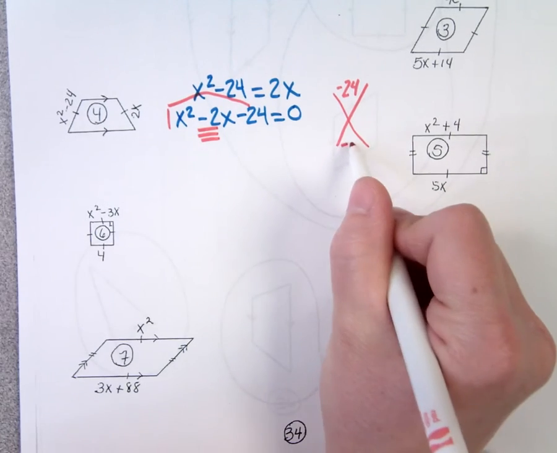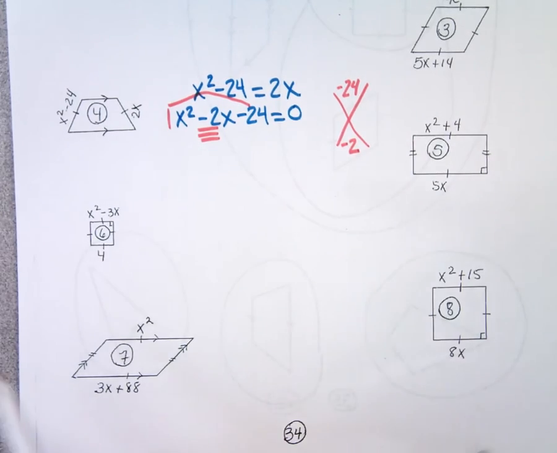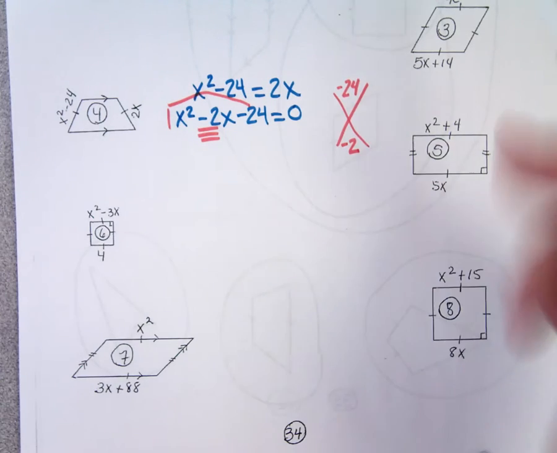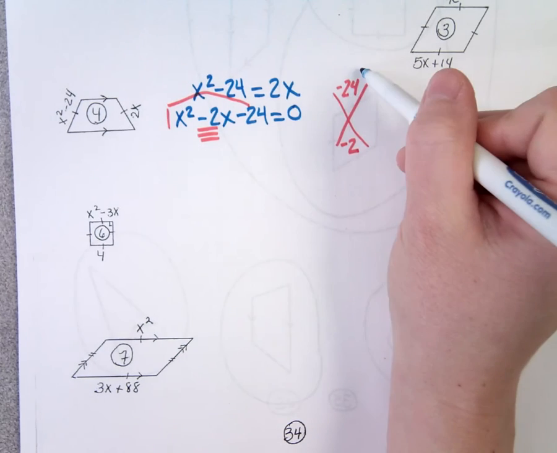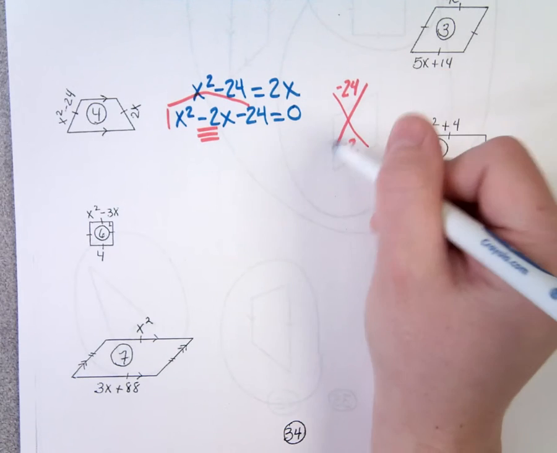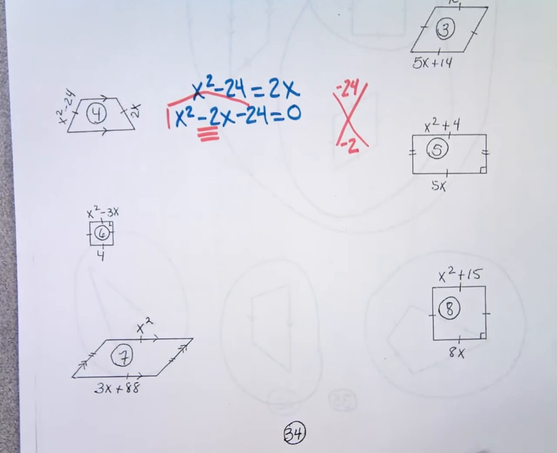Negative 2. Okay, I don't want anybody blurting it out because some people take longer to figure this out than others. You're looking for two numbers that multiply to be negative 24 and also add to be negative 2. So take a moment and see if you can find them.